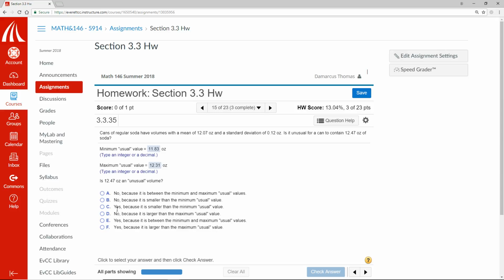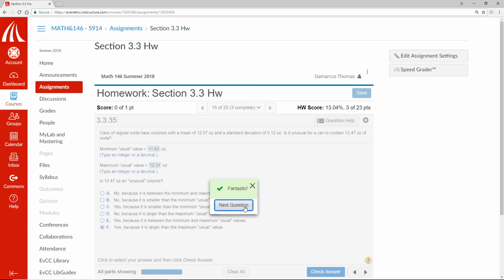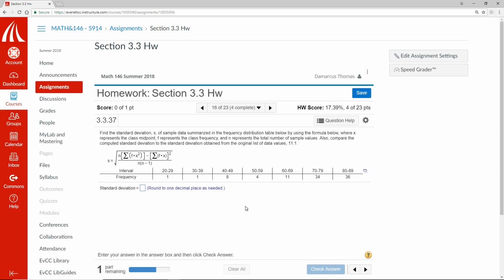So let's try C first. Yes, because it is smaller than the minimum usual value. It's not quite smaller. Let's go to E. No, because it's between the min and the max. And then F. Yes, because it is larger than the max. Let's try F. Got it.